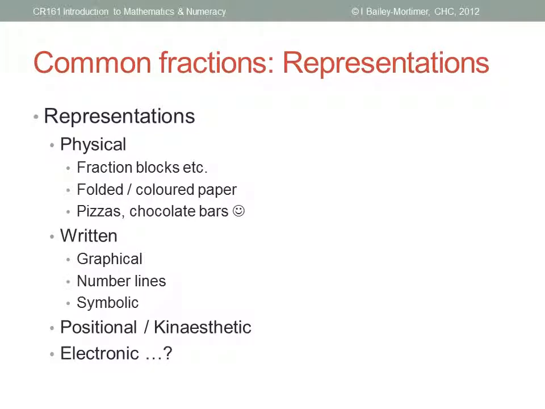And as students get older and become more comfortable with abstract representations, we can draw pictures with regular even divisions. I'll show you some in a minute. Put fractions in the right place on a number line, and of course write them with symbols the way you're probably used to, with one number above the other and a horizontal line in between.